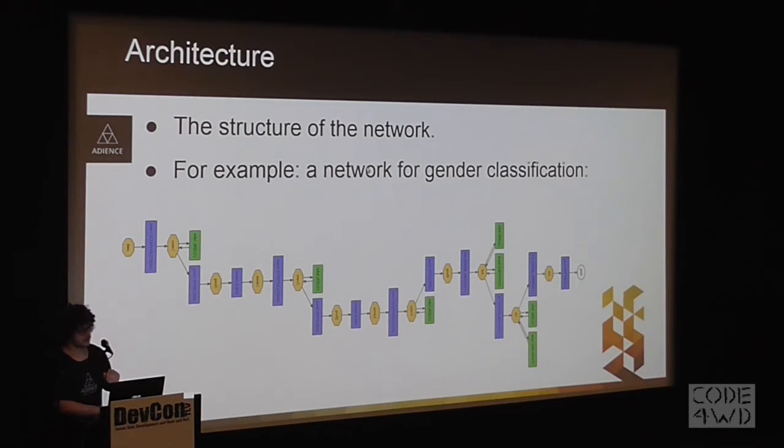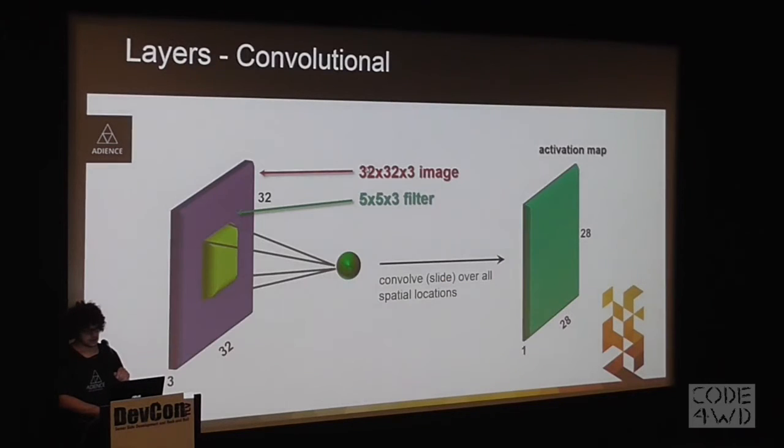Okay, so architecture. What exactly does the net look like? This is an example of a net for gender recognition. So basically, like I said earlier, a deep network is simply a sequence of layers. Each one is applied to the output of the previous one. Now, the main building block is the convolution layer, the holy grail. It contains the filters, and it does most of the work.